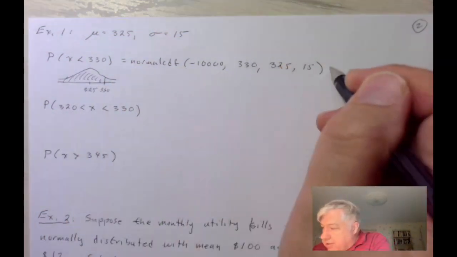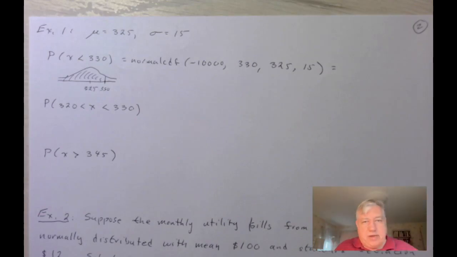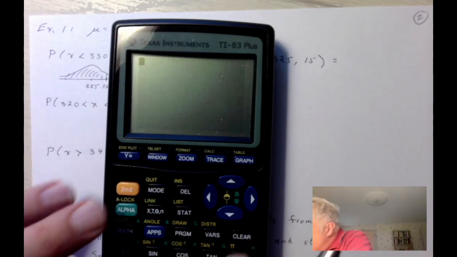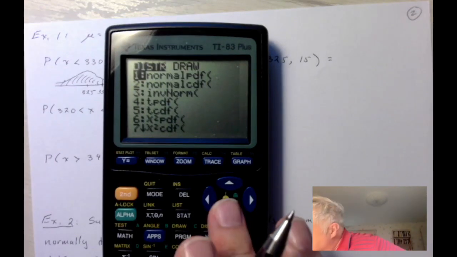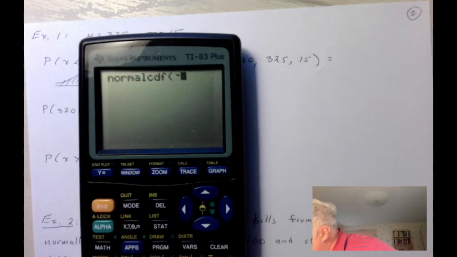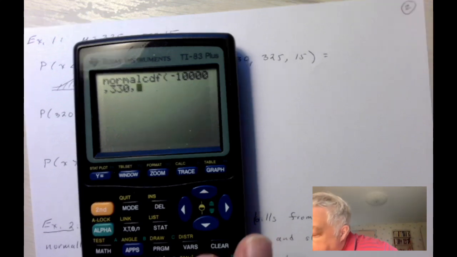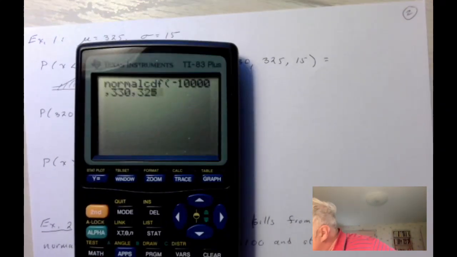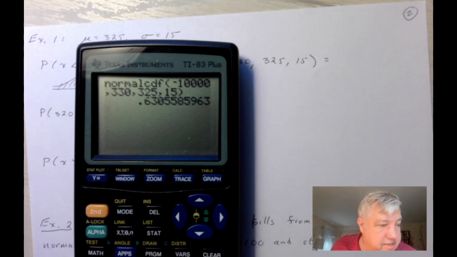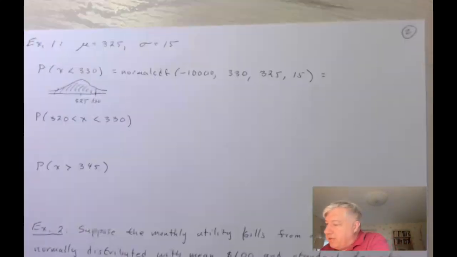But, okay, so you plug that into your calculator. In fact, I'll just do this right here. So you hit this distribution, choose normal CDF, and like as I said, we will plug in negative 10,000, comma 330, comma 325, comma, and the standard deviation is 15. Close parentheses, enter, and we get 0.631 if we round to 3 decimal places.